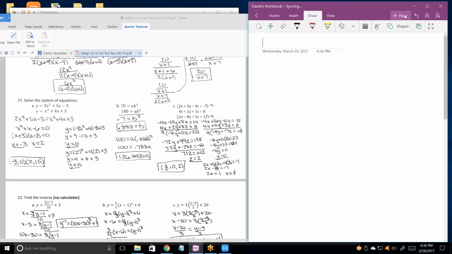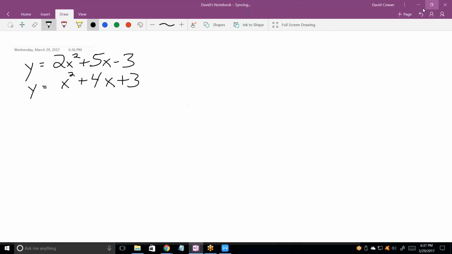We'll solve them. So 21A is y equals 2x squared plus 5x minus 3. And also y equals x squared plus 4x plus 3. What method are we going to use to solve this? Elimination. Well, we could, I suppose, use elimination, but actually substitution works better. Notice that the y's are the same.